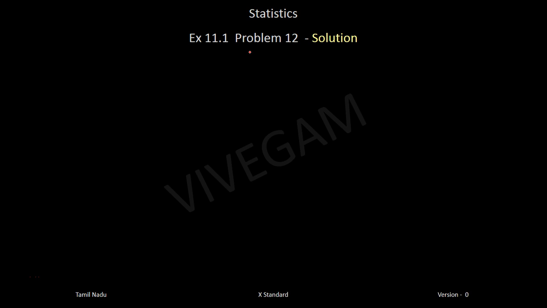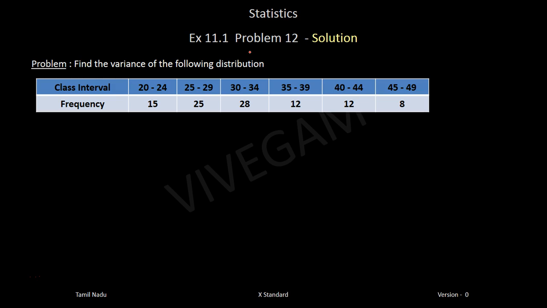Exercise 11.1 Problem 12 Solution. Find the variance of the following distribution. Class interval 20 to 24, frequency 15; 25 to 29, frequency is 25; 30 to 34, frequency is 28, and so on. Okay. So now as usual, the class interval is given and the frequency is straight away given. So this is our f and this is our x.